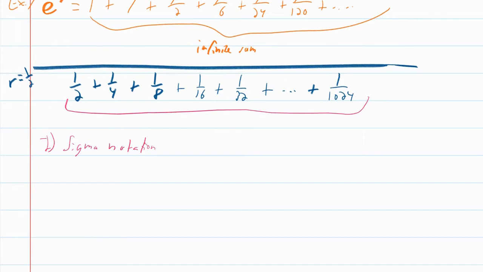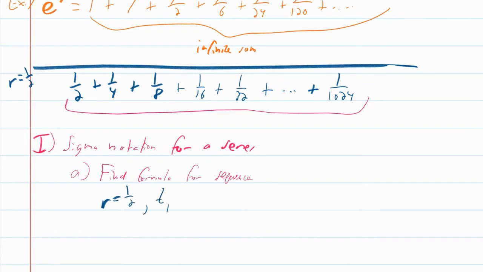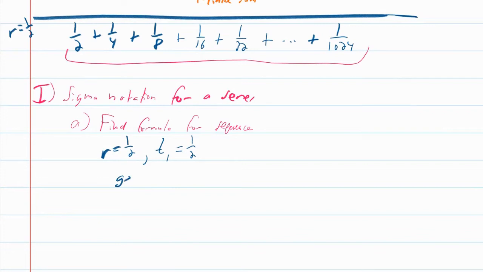To convert to sigma notation, you first need to find the formula for the sequence. And we'll call this specifically sigma notation for a series. So to first find the sigma notation for a series, we need to find the formula for the sequence. This is a geometric sequence up above with an R value equal to 1/2, a T of 1 equal to 1/2, and that means that the general formula for a geometric sequence is T of n is equal to T of 1 times R raised to the n minus 1 power.